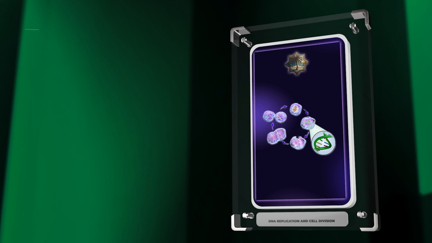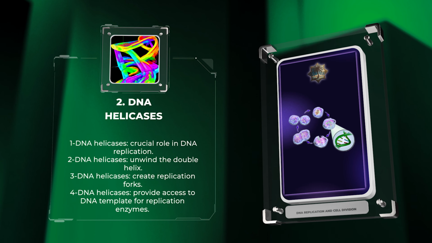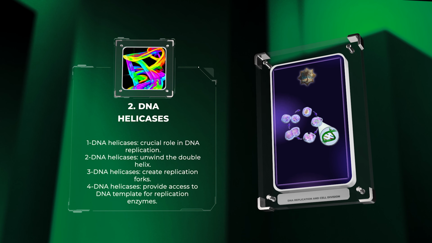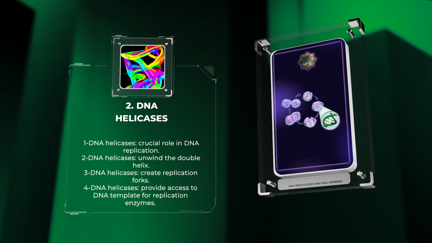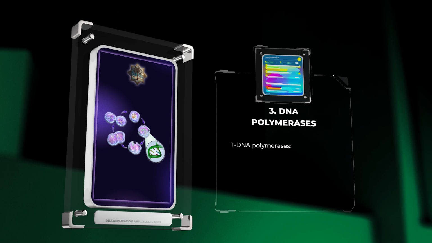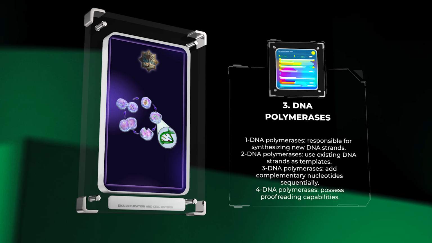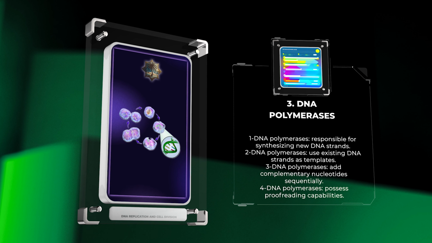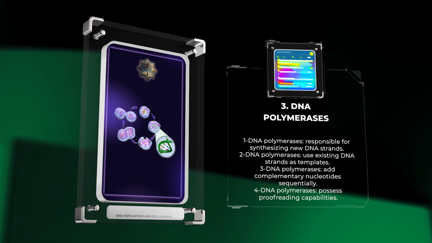DNA helicases are enzymes that play a crucial role in DNA replication by unwinding the double helix. They utilize energy from ATP hydrolysis to break the hydrogen bonds between the base pairs and separate the two DNA strands. By creating a replication fork, DNA helicases provide access to the DNA template for replication enzymes, such as DNA polymerases. DNA polymerases are enzymes responsible for synthesizing new DNA strands during replication. They utilize the existing DNA strands as templates and add complementary nucleotides sequentially to synthesize the new strands. DNA polymerases also possess proofreading capabilities to correct errors made during synthesis, ensuring the fidelity of DNA replication.